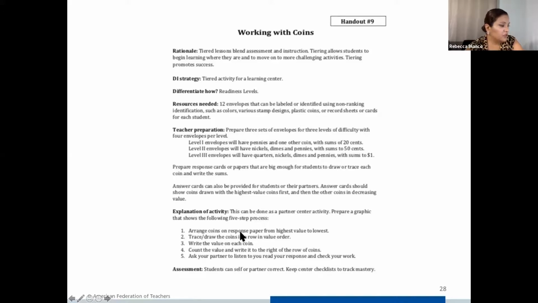You're going to arrange coins in response paper from highest value to lowest. You're going to trace and draw the coins in a row in value order. Write the value of each coin and count the value and write it to the right of the row of coins. And ask your partner to read your response and check your work. The assessment is students can self or partner correct and keep center checklists to track mastery.